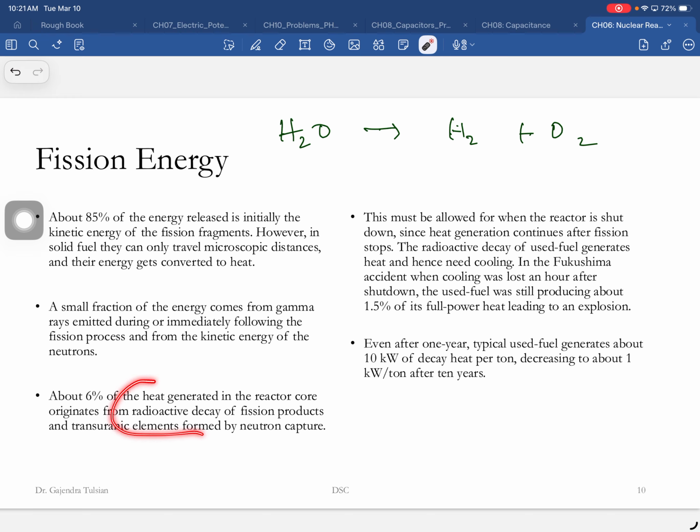So about 6% of the heat originates from decay. This must be allowed for when the reactor is shut down, so you should account for that. Since heat generation continues after fission stops, radioactive decay of used fuel generates heat and hence needs cooling. In the Fukushima accident, when cooling was lost, why was cooling lost?